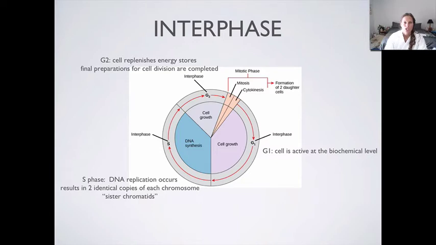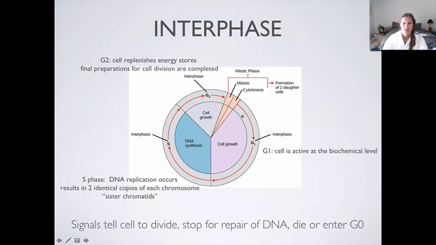All right, so G2 is the last part of interphase, and that's where the cell replenishes its energy stores and makes the final preparations for cell division. So whatever has to be wrapped up in order for that cell to actually divide, all of that gets wrapped up in the G2 phase, which is still a part of interphase. And then we can go into mitosis. So that's what's going to happen next.